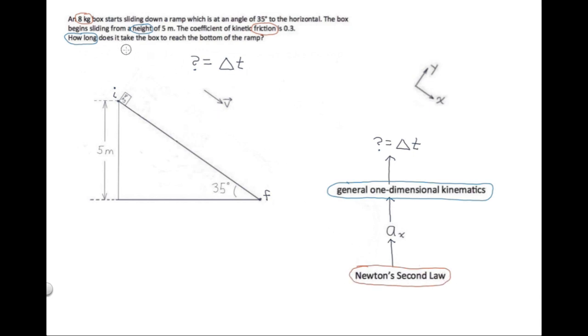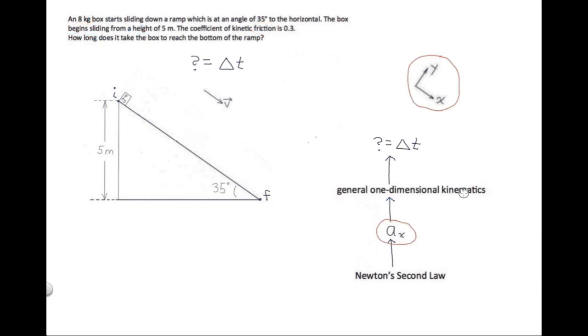The problem also mentions concepts of height, a type of distance, and time elapsed. Those concepts fit into the kinematics framework. So we expect to apply both kinematics and Newton's second law for this problem. We say that it's general kinematics to emphasize that we're not applying projectile motion. And we say that it's one-dimensional kinematics because the box will be moving in a straight line.